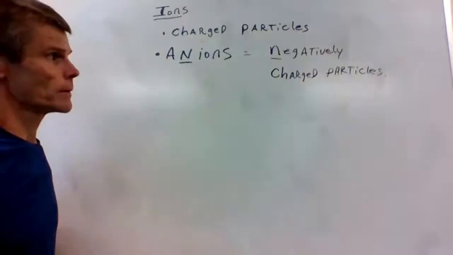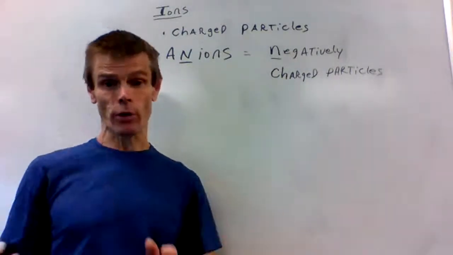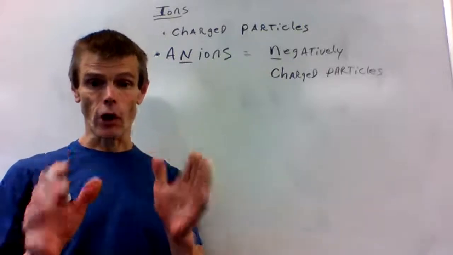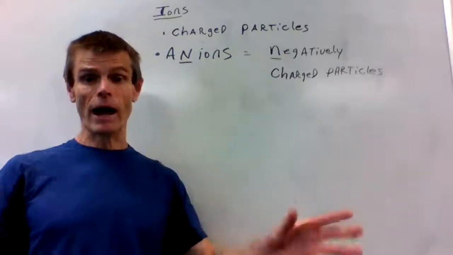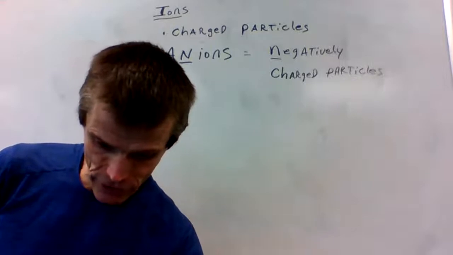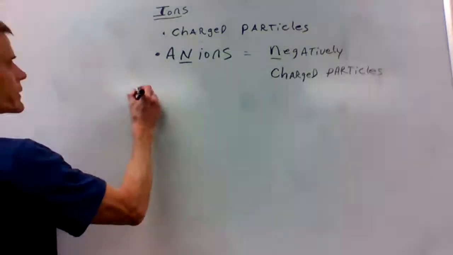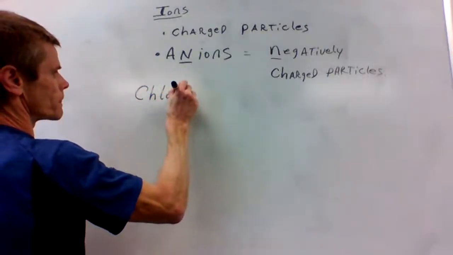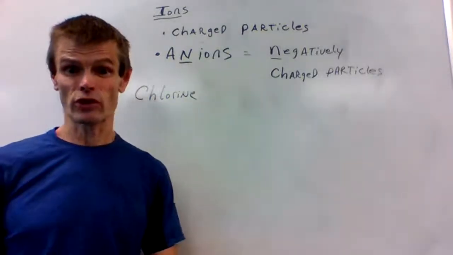Anions form by gaining electrons. There's no changing of the number of protons. The number of protons remains constant. The only thing that's changing is the number of electrons that surround the nucleus in a particular atom. Let's look at an example of chlorine. Chlorine is an atom that typically forms an anion that has a -1 charge.